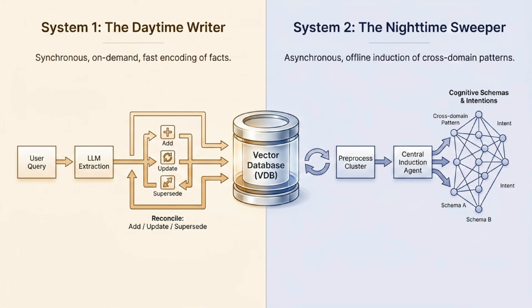So, how does DCPM make this climb? It relies on two distinct systems. System 1 is what we call the daytime writer. It handles synchronous, on-demand, incredibly fast encoding of facts directly from user queries. Then, we have System 2, the nighttime sweeper. This runs asynchronously offline, pulling from the vector database to induce deep, cross-domain patterns and core schemas.